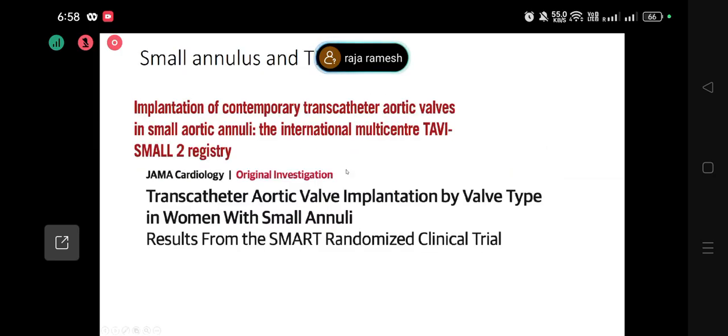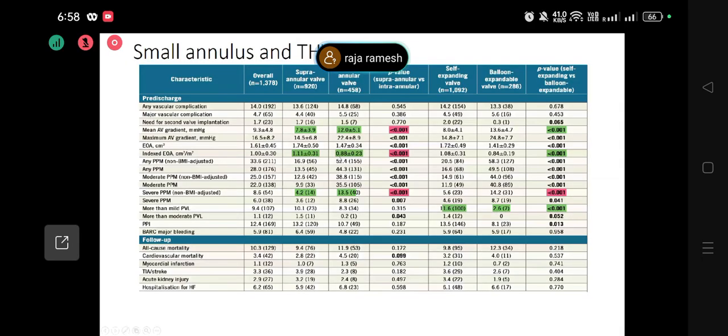So we have data from two trials. One is a randomized trial called SMART trial, and one is a registry data called SMALL 2 registry. If you see the comparison between supraannular or self-expandable valves and intraannular or balloon expandable valves, if you choose a self-expandable valve, the mean aortic valve gradient, the maximum aortic valve gradient, or the indexed EOA are better with the supraannular valves or self-expandable valves. The reason, as I told you, is the position of the leaflets, so we are getting better hemodynamics.